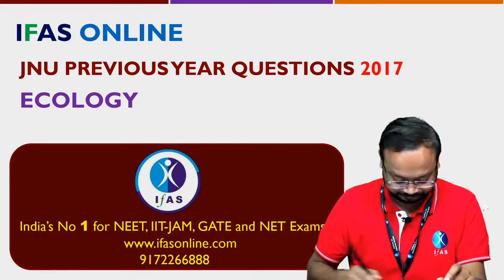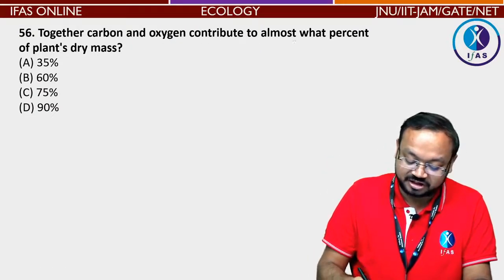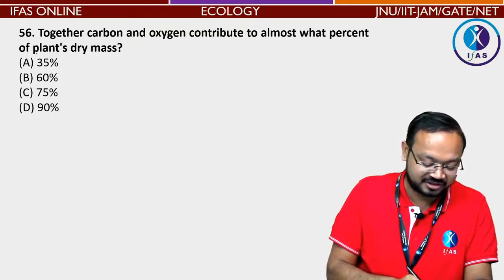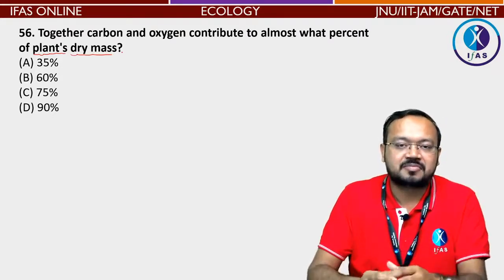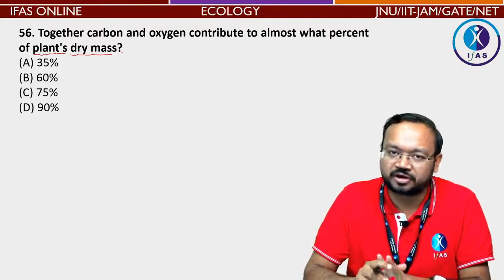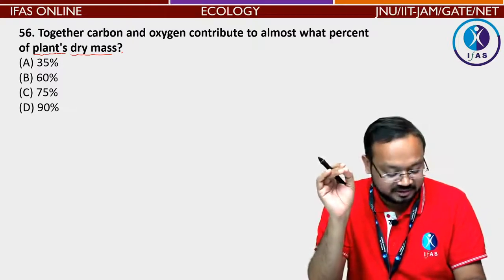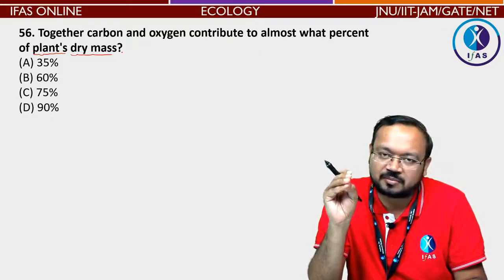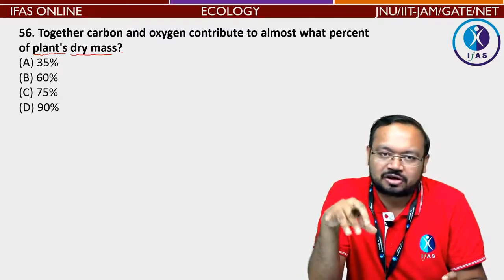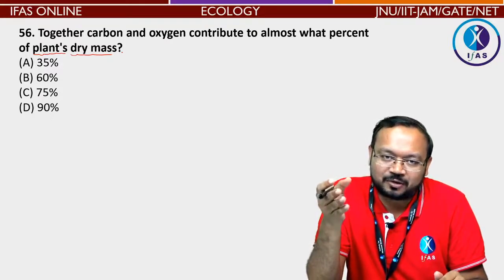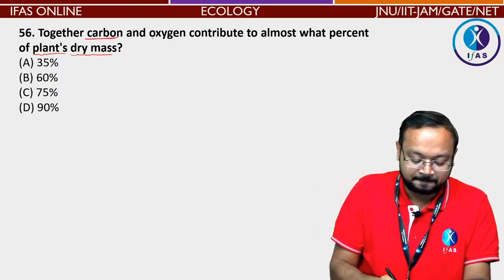So let's see the first question. The first question is, together carbon and oxygen contributed to almost what percentage of plants' dry mass? Remember, if you're talking about the plant's dry mass, you're talking about any kind of dry portion. It is generally observed that the majority of the content present in the plant is carbon, and after carbon, the next largest amount is oxygen. If you're talking in terms of mass, comparing with hydrogen, most of the amount present in the plant body is carbon and oxygen.